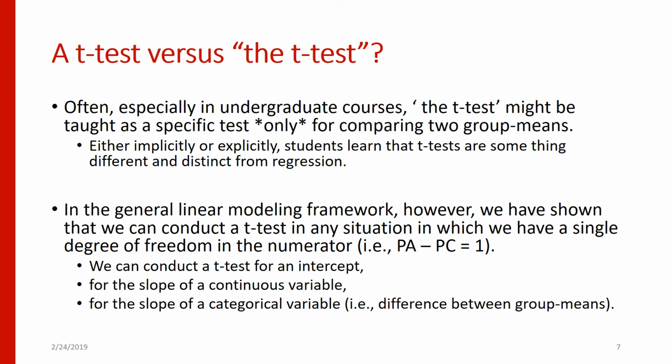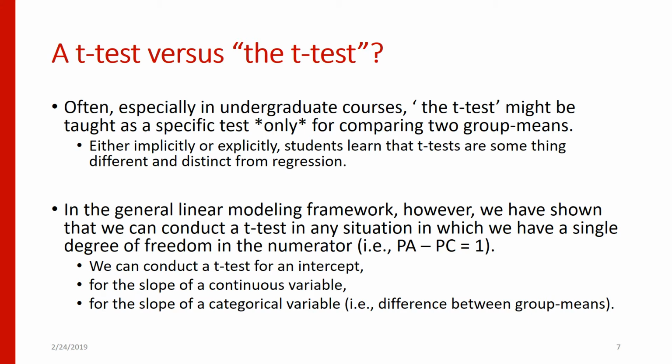Now, the other thing that I want to clarify here is that we're talking about a t-test in this situation. I wanted to make a distinction between a t-test and what is sometimes thought of as the t-test, because often, especially in undergraduate courses, the t-test is taught as a specific test that is only ever used for comparing the mean of two groups. And this either implicitly or explicitly leads students to think that t-tests are something different and distinct from regression. However, we've just done a regression in which we compared the means of two groups using a t-test, right? So is a t-test different from regression, or is it the same thing, or how does it work?